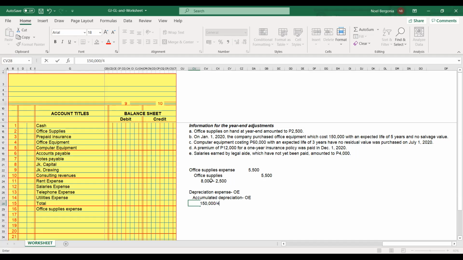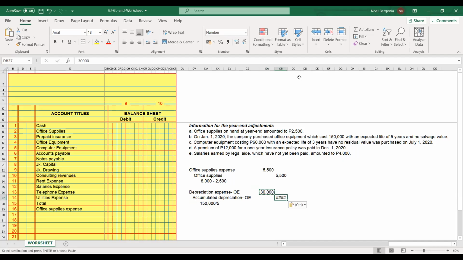So divide it by 5. So that would mean our depreciation expense for the year would be equal to 30,000. Okay? So 150,000 divided by 5, that's 30,000. So yan po yung i-expect natin na adjusting entry for our depreciation related to our office equipment. Okay? So ilagay na natin siya.